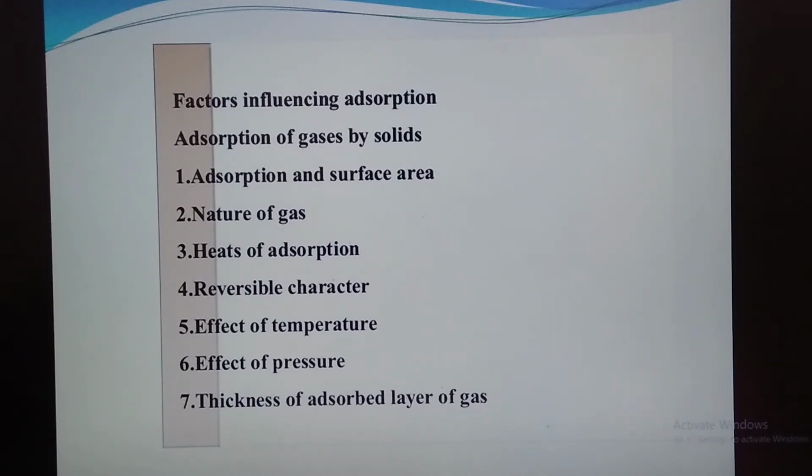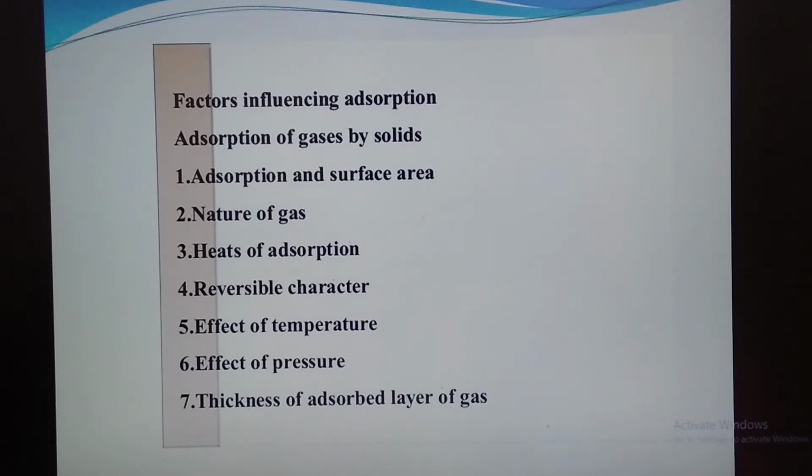Thus, if the critical temperature of the gas is more, it will be liquefied and absorbed more rapidly. If the critical temperature is high, the gas will liquefy very fast and it can be absorbed by the absorbent rapidly. But if the critical temperature is very low, the gas will not be converted into liquid, so it cannot be easily absorbed by the absorbent. This is the thing, guys.